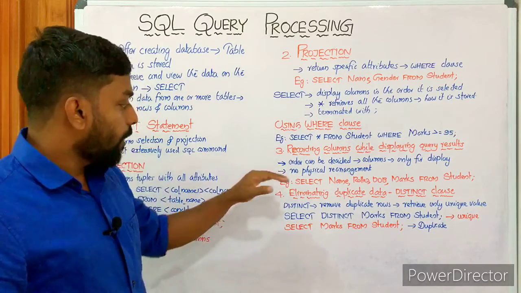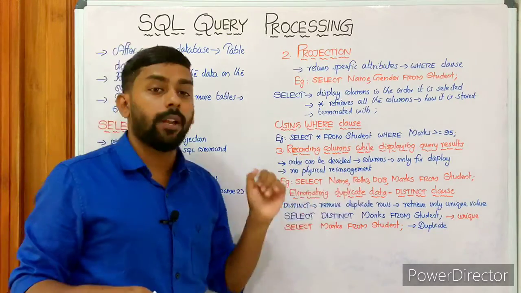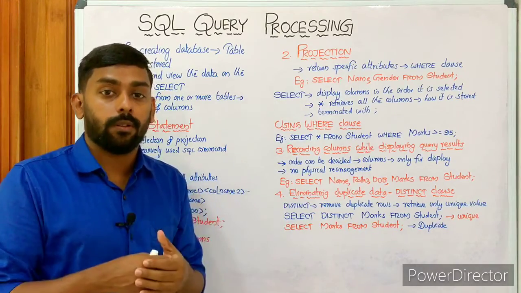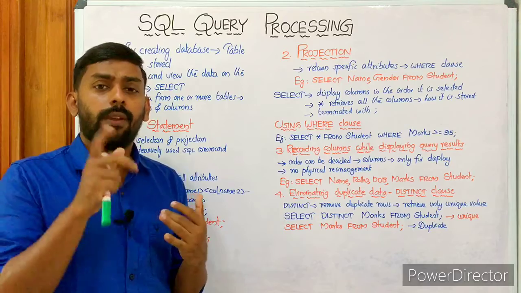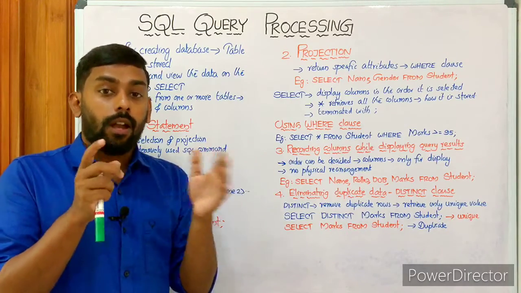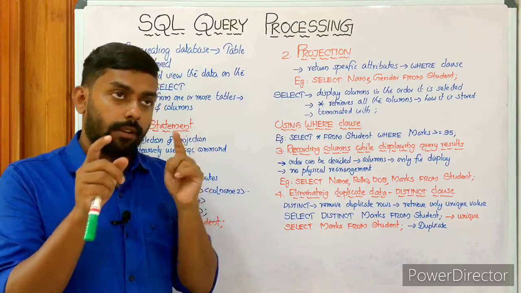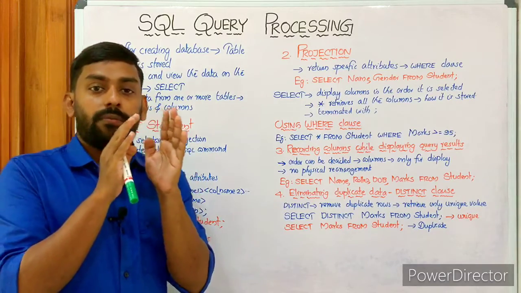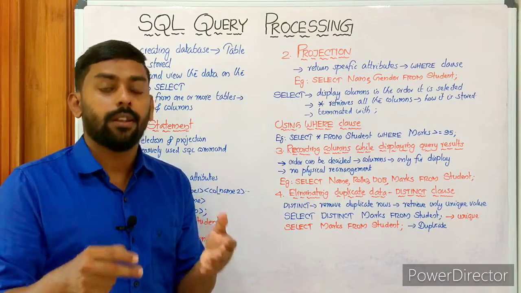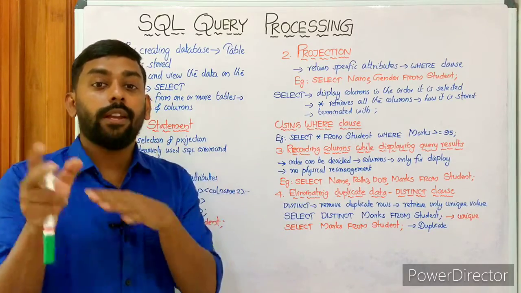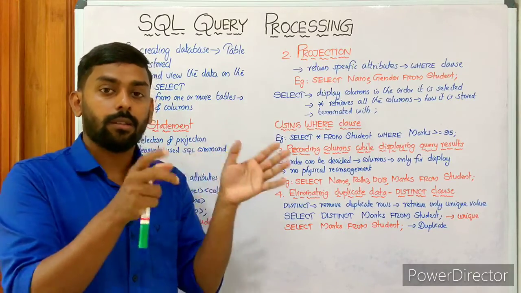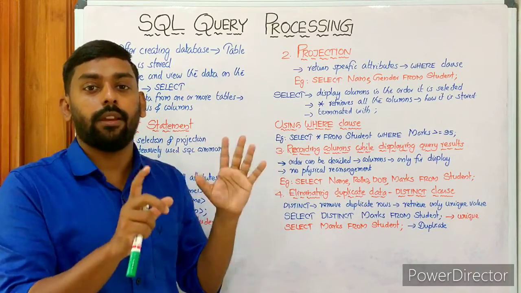Then finally we have eliminating duplicate values, or applying the distinct clause. You know what duplicate values are? Redundant values. For example, we have 35 students in our table student. Let's think of 5 students who got 100 marks, 5 who got 99, and 5 who got 99, and others who got 98, 97, 90, 80.